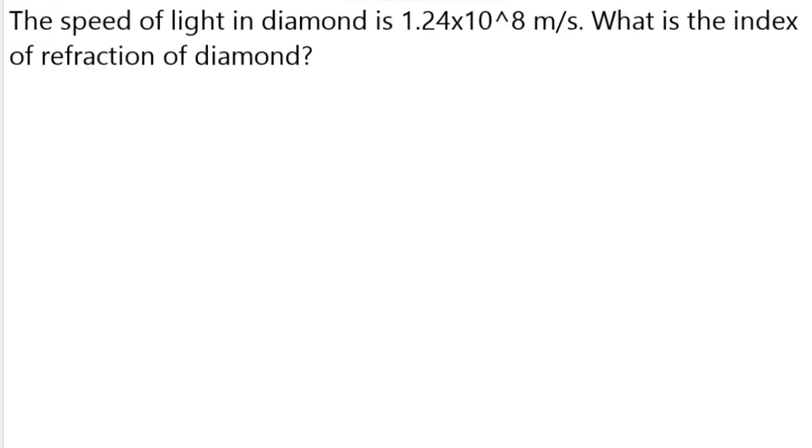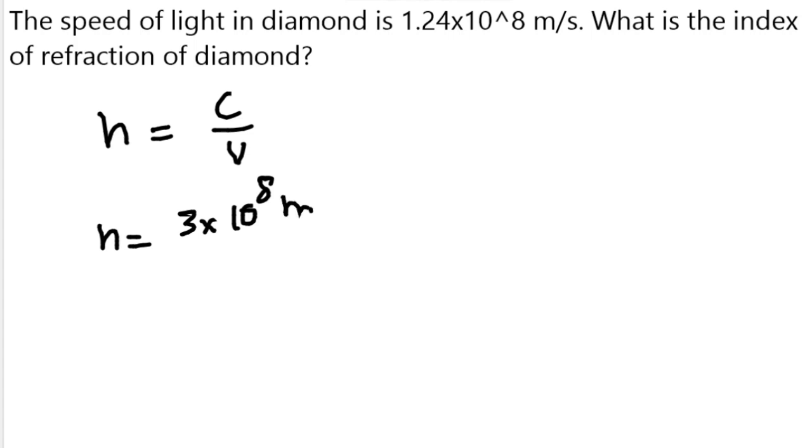Now let's try another problem. The speed of light in diamond is 1.24 times 10 raised to the 8 meters per second. What is the index of refraction of diamond? So this is quickly plugged in. The speed of light in the vacuum is 3 times 10 raised to the 8 meters per second. And we all know the speed of light in diamond is 1.24 times 10 raised to the 8 meters per second.